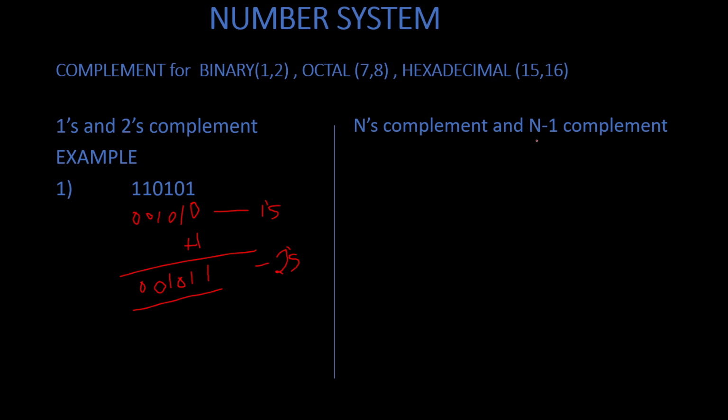That will be the n minus 1 complement method. So n represents the base value: for binary 2, for octal 8, for hexa 16, for decimal 10, and so on. If you just subtract 1, this will become 1, this will become 7, this will become 15, and this will become 9. So for one's complement, we're going to use this n minus 1 complement method.